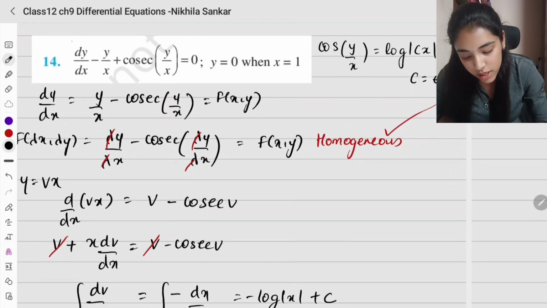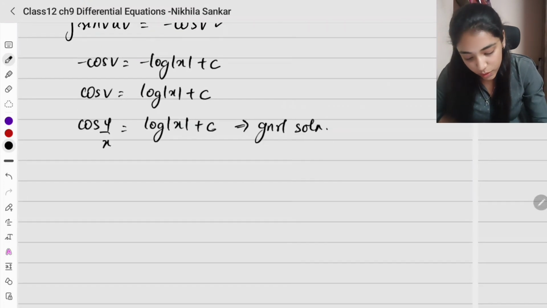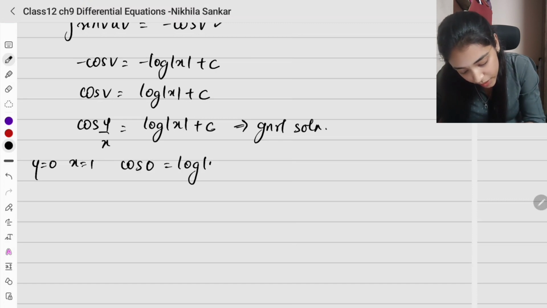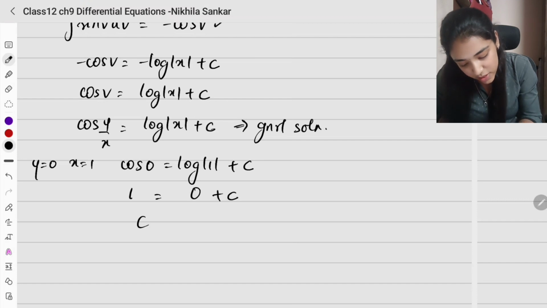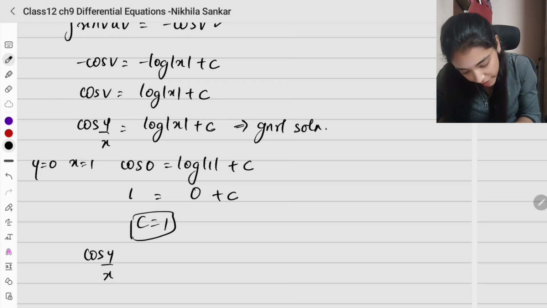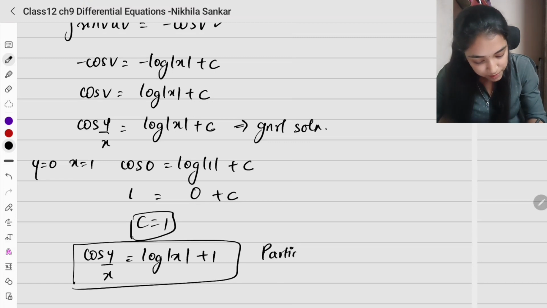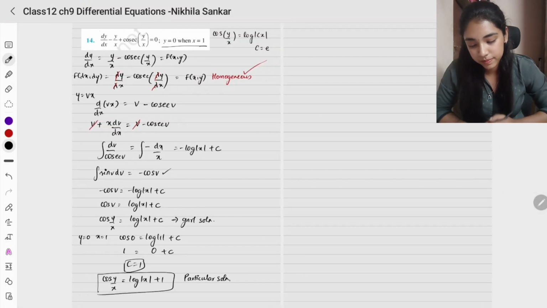Now substituting the values, what do I have? y equals 0, x equals 1. So I have cos 0 equals log of 1 plus c. Cos 0 is 1, log 1 is 0 plus c. So the value of c is 1. What is my particular solution now? Cos of y by x equals log mod x plus 1. So this is my particular solution. Okay, please copy.